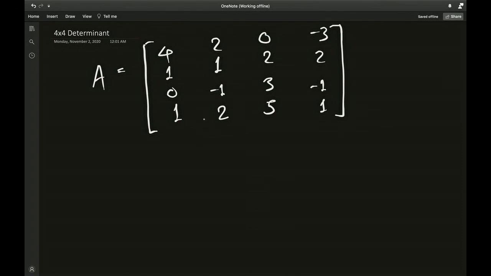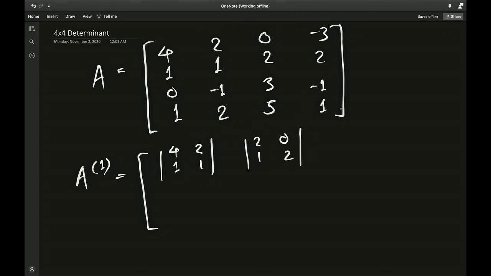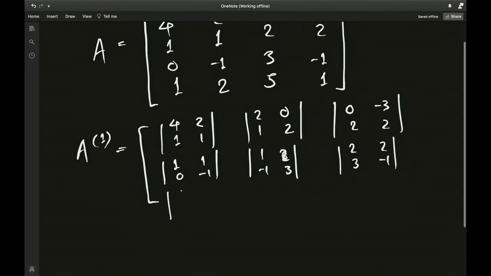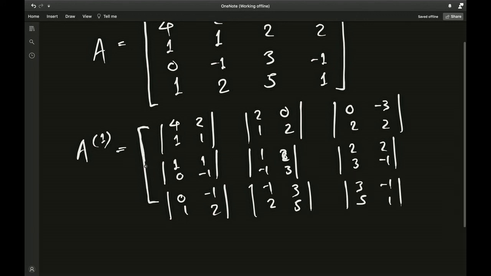Okay, so I have in front of me a 4x4 matrix A. Now for A step one, we make groupings of 2x2 matrices. So 4, 1, 2, 1, then if we repeat it, it's fine. 2, 1, 0, 2, and 0, 2, negative 3, 2. Then we have 1, 0, 1, negative 1, 1, negative 1, 2, 3, 2, 3, 2, negative 1, and at the bottom, 0, 1, negative 1, 2. Negative 1, 2, 3, 5. 3, 5, negative 1, 1. Let's make these guys bigger.